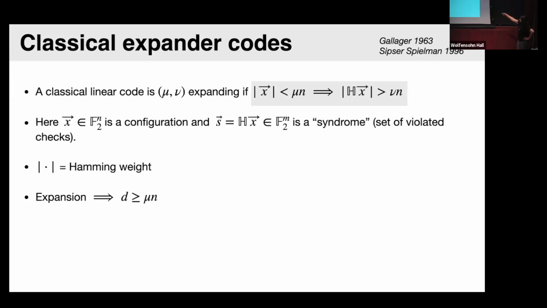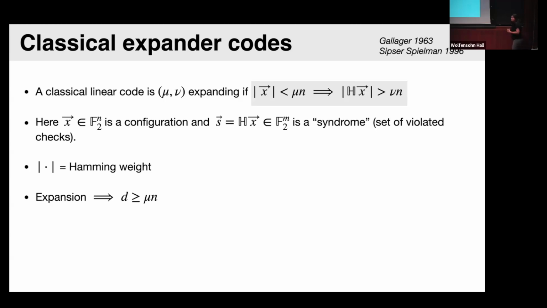if I take any configuration. So X is now supposed to be a bit string. It's a bit string of zeros and ones. This bar here refers to the Hamming weight. That's the number of non-zero entries in that bit string. And what this is telling you is that for any bit string whose weight is less than some fraction mu of the total number of bits, the syndrome, how many checks that bit string triggers, has to be greater than nu times n. Okay, this is the defining property of expansion.